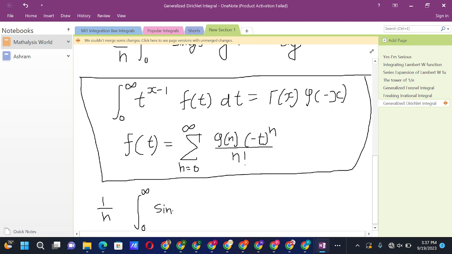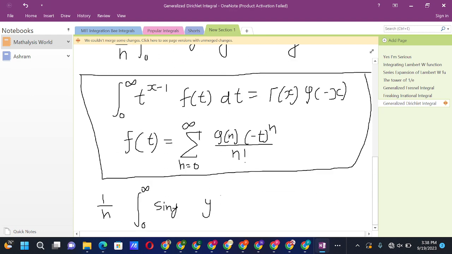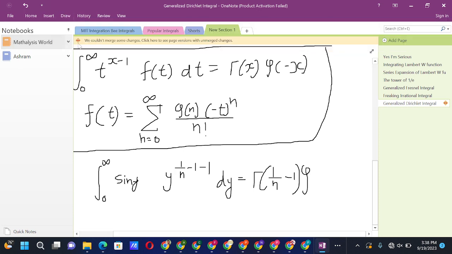of sin y times y^(1/n - 1 - 1) dy. So now we know from Ramanujan's formula that this is equal to gamma of (1/n - 1), and then the phi function of minus x, that is 1 minus 1/n. So now our main aim is to find the phi function.